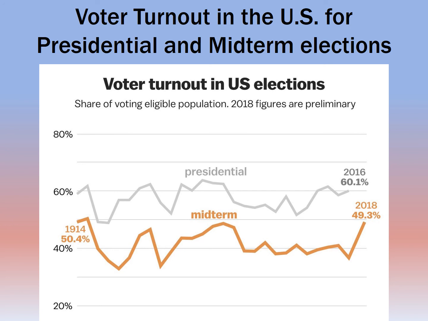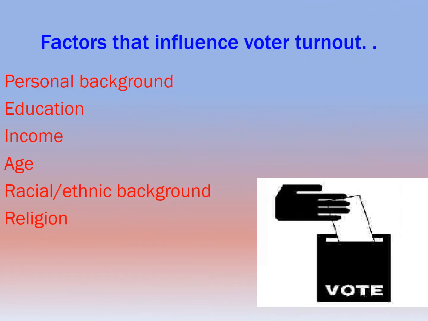So why are people not showing up to vote? Why don't we have 80 or 90%? Well, there are probably some reasons that go into that. And here are some of those factors: a person's personal background, their level of education, their income, their age, their racial and ethnic background, and their religion. They actually do studies on these things. They research all of these factors, and I'm going to show you some of the results here in just a second. But all of these things have proven to determine a person's likeliness to vote or not.